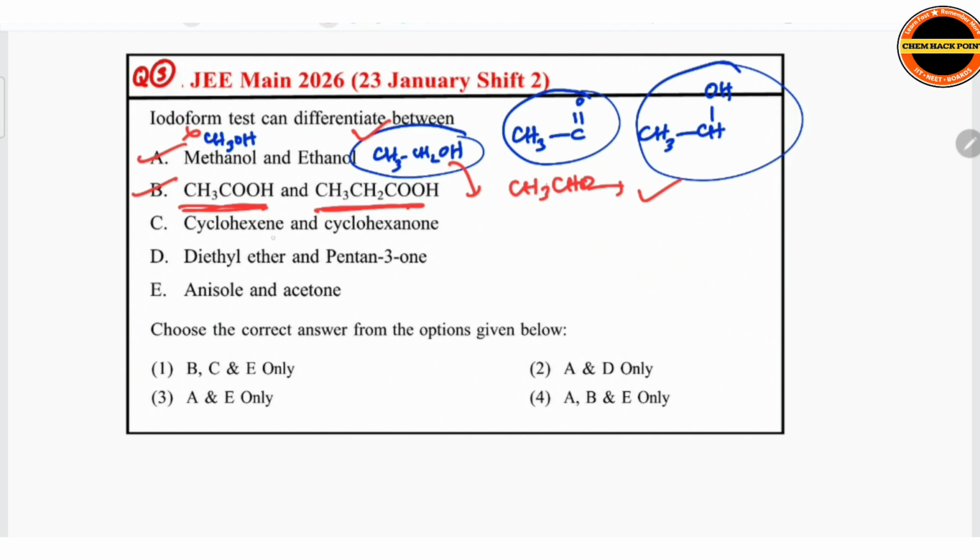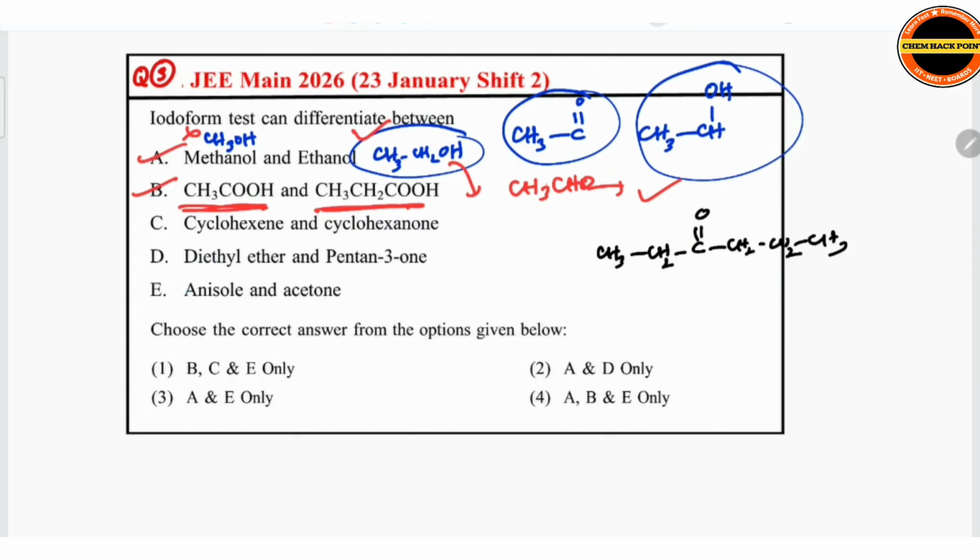At the same time, cyclohexene, cyclohexanone. So cyclohexene, no such. Cyclohexanone, also not having any methyl ketone group. Diethyl ether not having any methyl ketone or any of these two groups. Pentan-3-one. So pentan-3-one, how we specify? Pentan-3-one, CH3CH2COCH2CH3. If we write like this, even here there is no CH3CO. See which one we have to see. CH3CO group should be, but here CH2CO. We should look for CH3CO group only. So here you cannot distinguish.